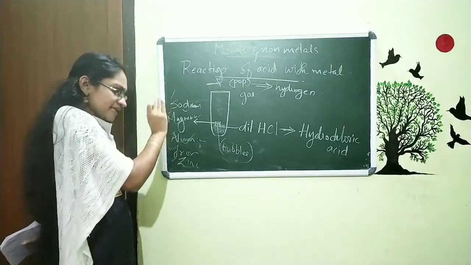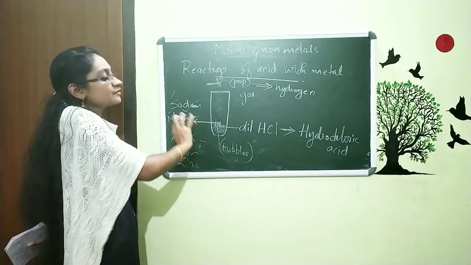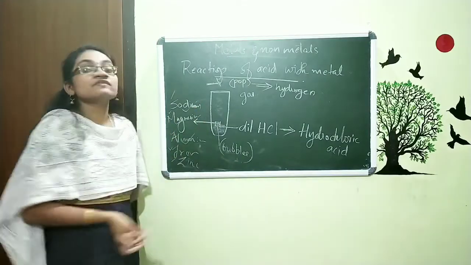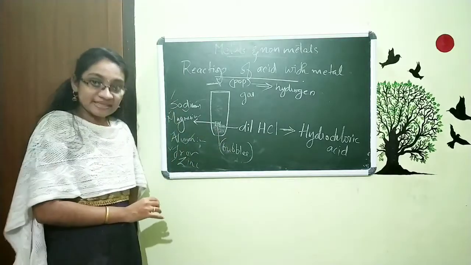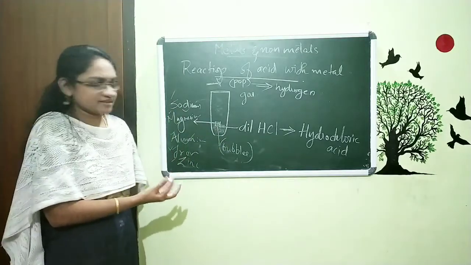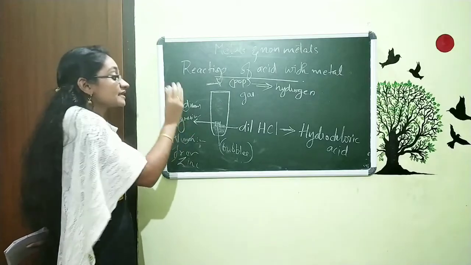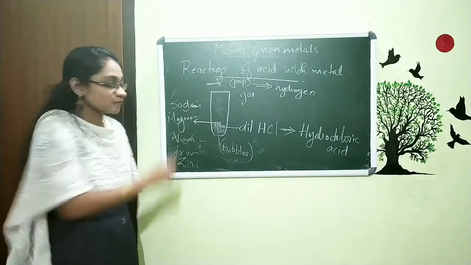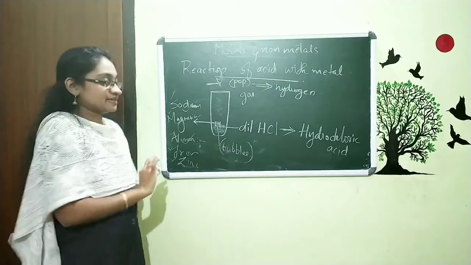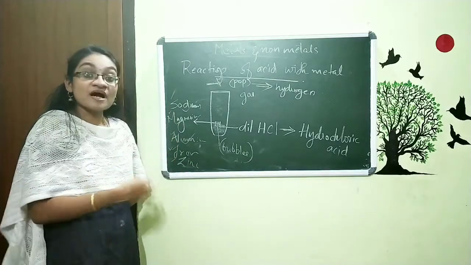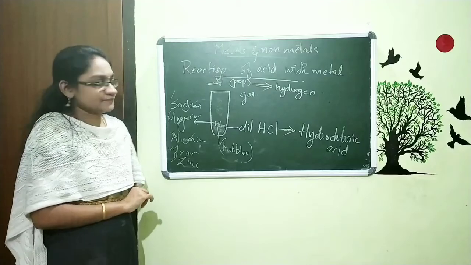Certain metals may not react. Then what we will do? We will heat this dilute acid. Then it will start reacting. So, the rate of reaction is different for different metals. Some metals are very slowly reacting and some metals are very fast reacting with acid.